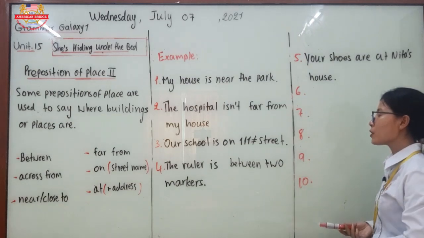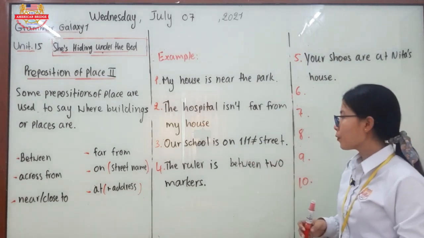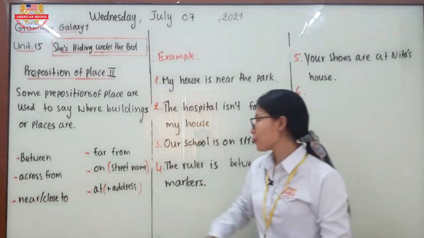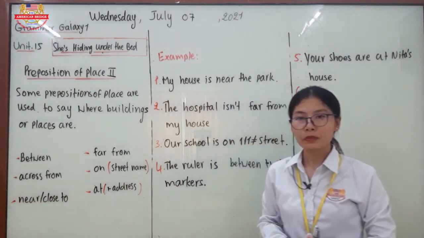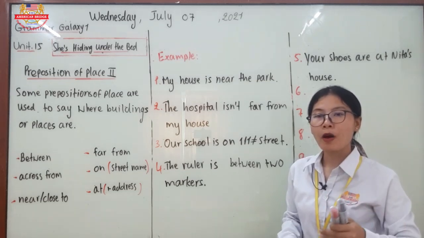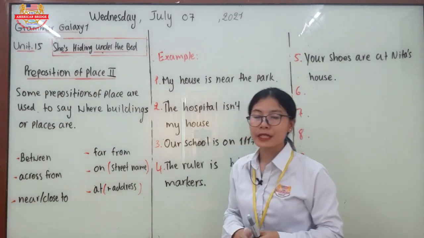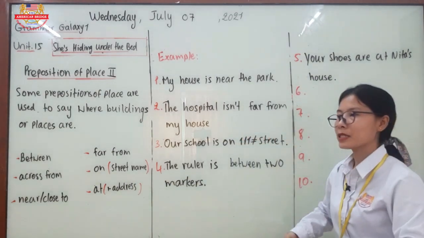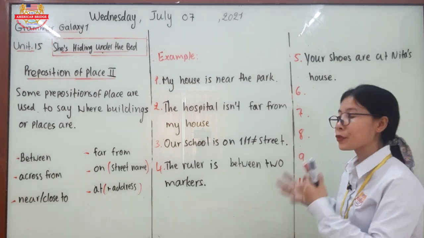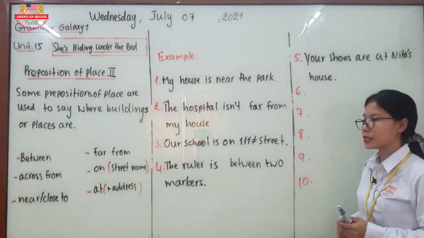Next, our school is on 111th Street. You see the word on up here with the prepositions of place that talk about people and things already. But here you meet it again, but about what? A street name. We describe a place, and then plus preposition plus a street name, like this. Like you can see, our school is on 111th Street.